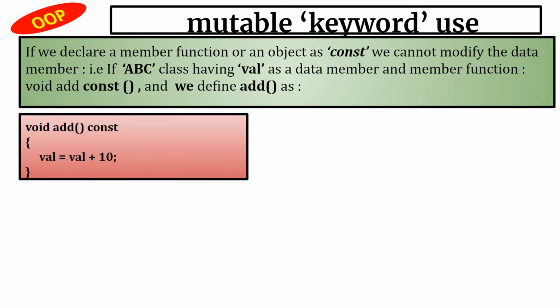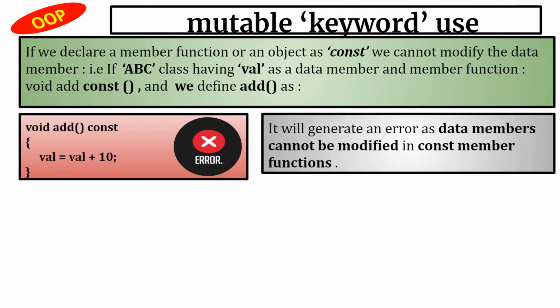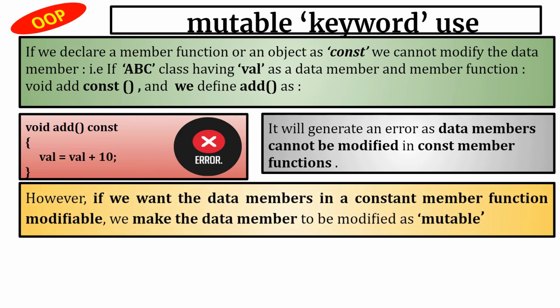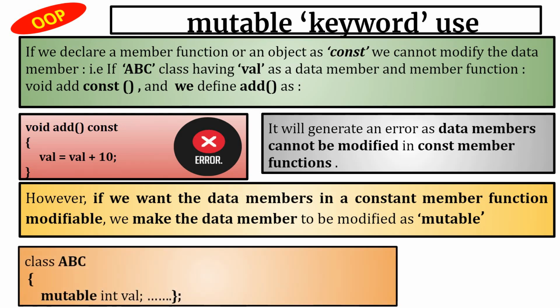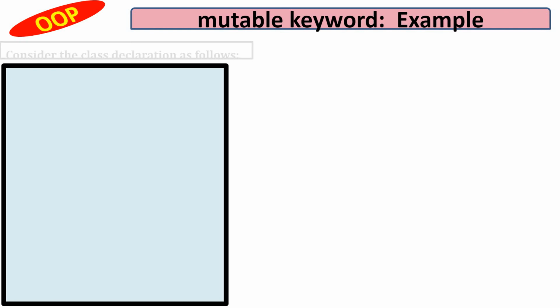So how do we define an add function? Suppose void add const, val is equal to val plus 10. So this is actually an error. It will generate an error because data members cannot be modified in a const member function. Your val is a data member and you are trying to add 10. And if you observe that the add function is a constant function, so it cannot modify the values. If we want the data members in a constant member function to be modifiable, we make the data member mutable. Okay, so here is how we do it with class ABC, and then the mutable keyword integer val semicolon, and then the example.